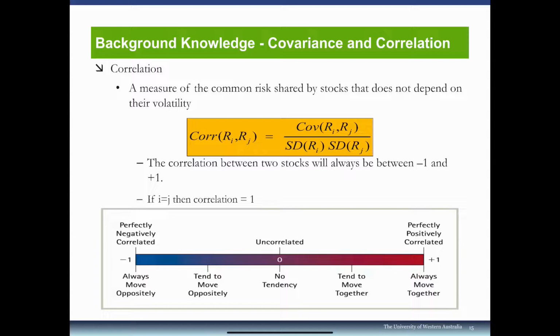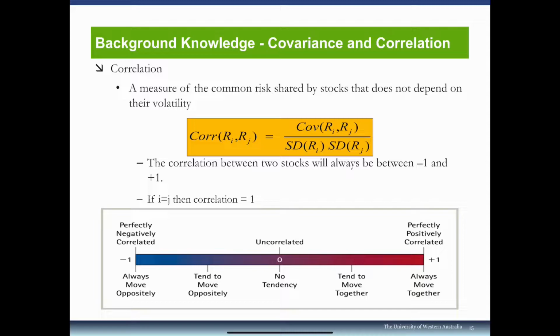The correlation between two stocks is always bounded between minus 1 and plus 1. Unlike covariance, which can be negative, positive, or 0, and whose magnitude can go infinite, correlation is bounded between minus 1 and 1, which is probably why people prefer analyzing correlation. When correlation equals 1, it tells you that these two items, I and J, are perfectly positively correlated, which means if you go up by 10%, I will go up by 10% exactly. If you go down by 10%, I will go down by 10% exactly. And when it's zero, it means uncorrelated. You can go up and down, and I'm not going to move alongside you.